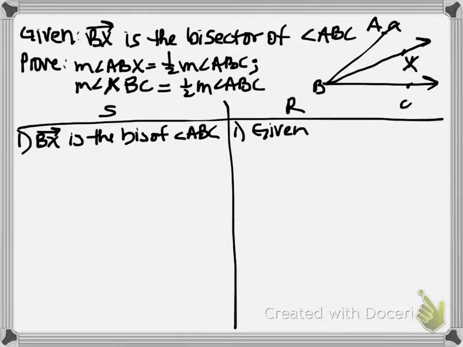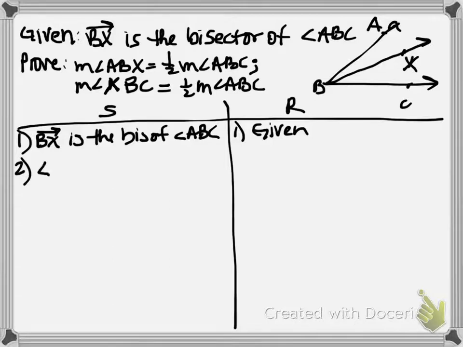And again, we look for the key word. Ray doesn't help me, angle doesn't help me, but the word bisector, that's the key word. So that idea is going to show up as my reason for doing the next step. So what do I know about bisectors of angles? I know that they give you two congruent angles. So what are the two congruent angles?